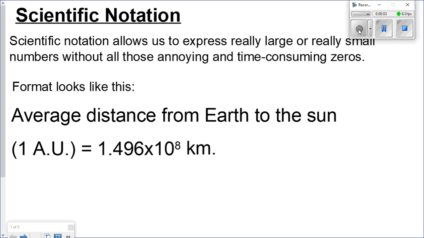Hi, I'm back. This is going to be my lesson on scientific notation, which allows us to express really big or really small numbers without writing a whole bunch of zeros, taking up space and taking up time. So this is the format that you're going to see.